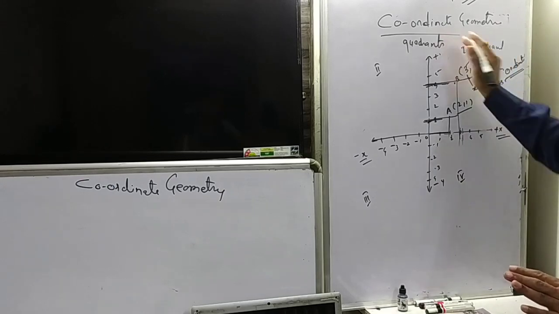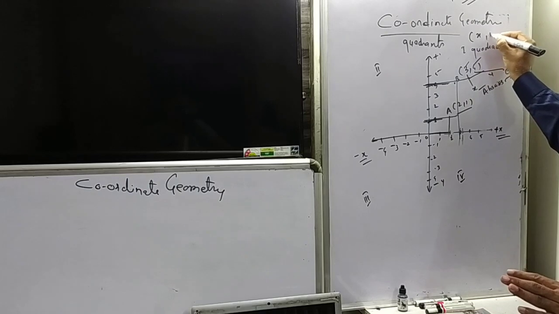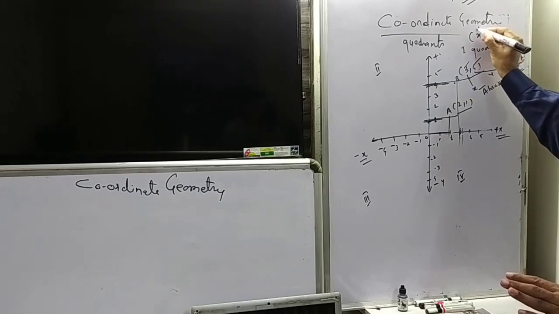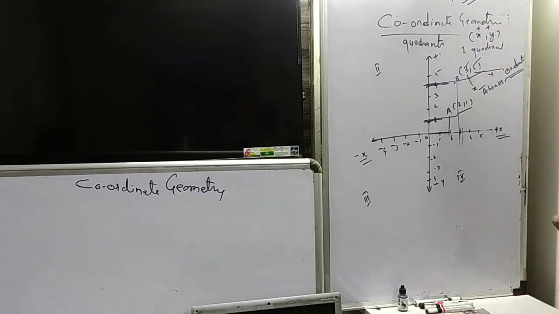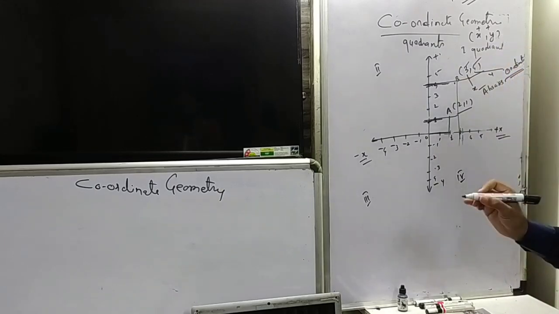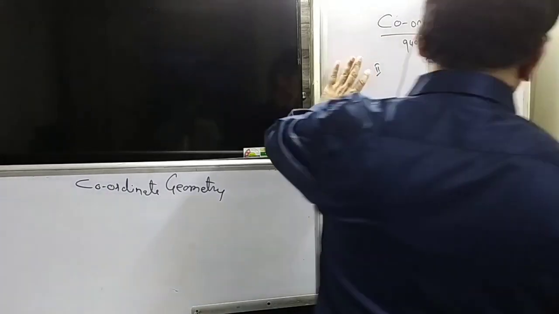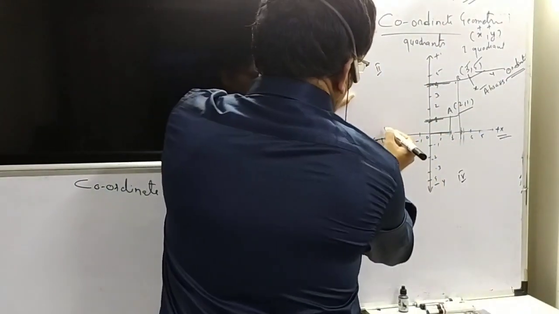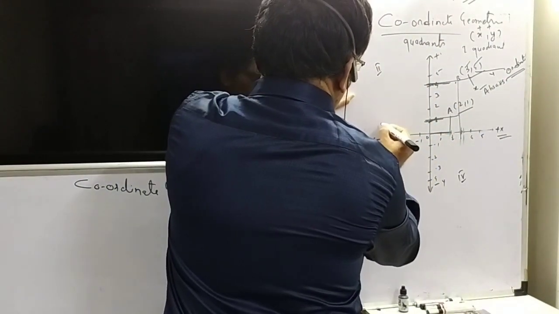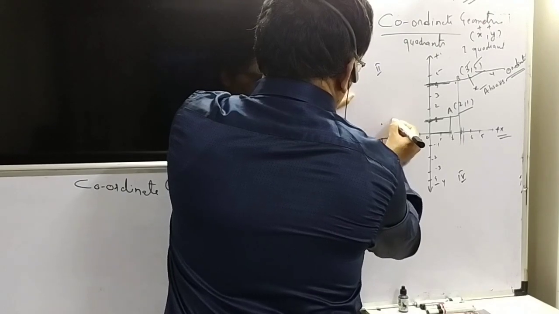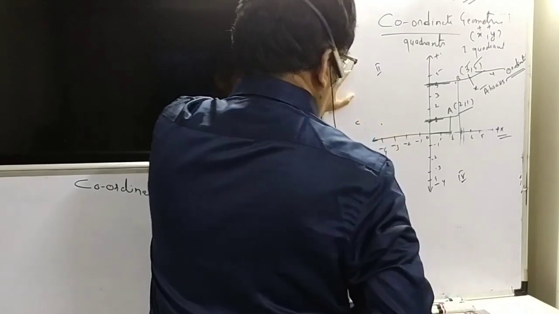So in the first quadrant, both x and y coordinates are positive. Now let us move to the second quadrant. Suppose in the second quadrant this point is C.